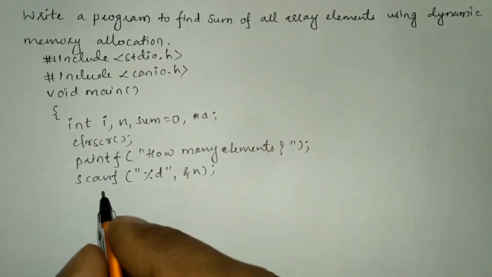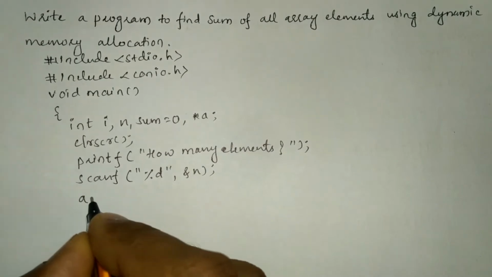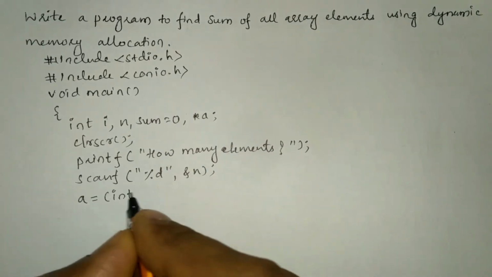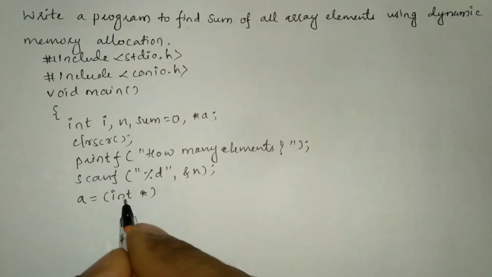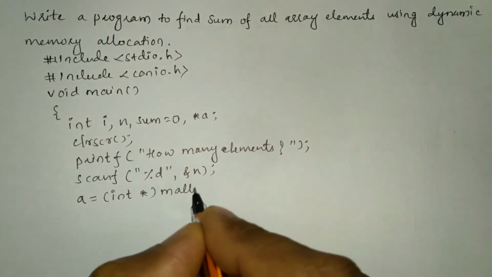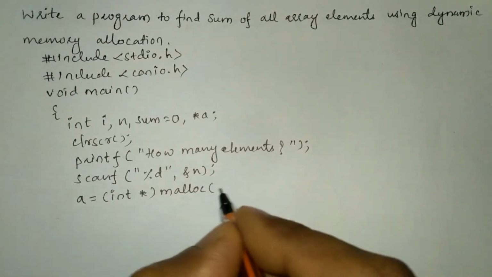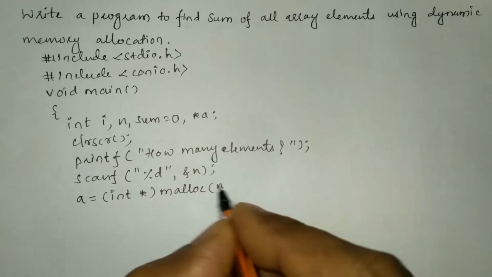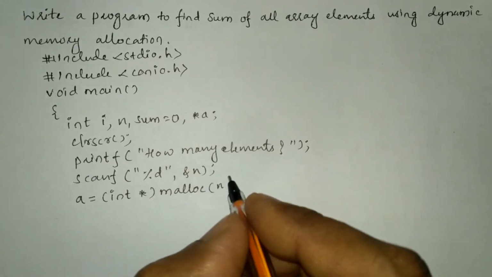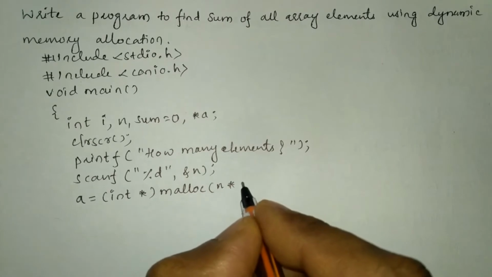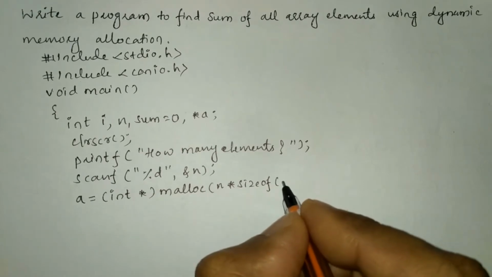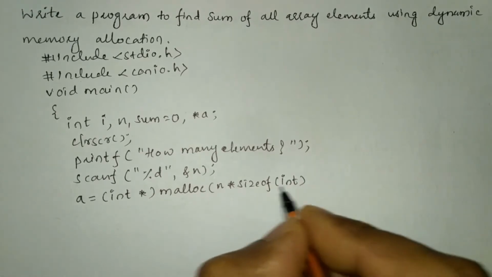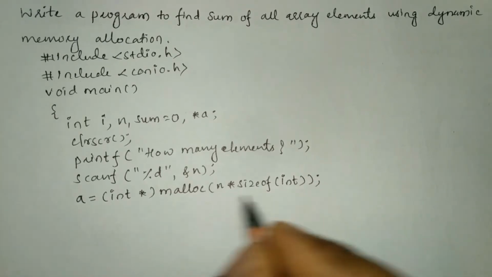pointer variable using malloc function. Here I'm going to write a is equal to, inside the bracket we are going to write int asterisk symbol, so that indicates we are explicitly converting the pointer type to integer type, and then we'll use the function called malloc, that is memory allocation. So next n is the size of the array, that is number of elements, into we are going to use the operator called sizeof, which is used to return the number of bytes that each data type takes. Here we have taken int, hence we are going to take integer type of data and put semicolon.